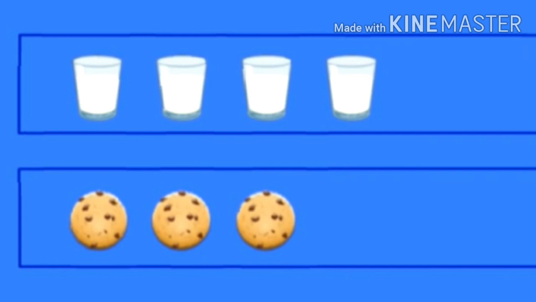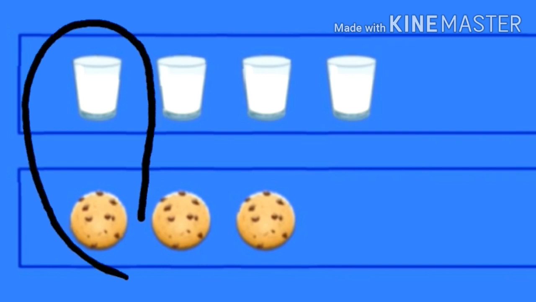Look at this picture, children. What can you see in this picture? Yes, you can see some milk glasses in the first group, some cookies in the second group. Now let us find which group has more things and how many more it has than the other group. To find how many more or less, first we have to make pairs. How to make pairs? See, we have to take one thing from each group and make pairs like this. Okay, this is one pair. One glass and one cookie is one pair.